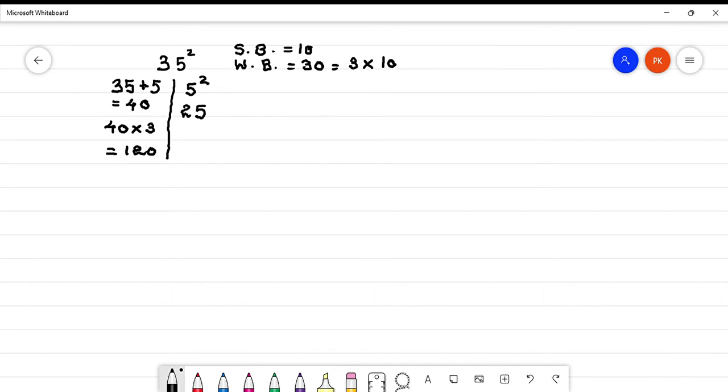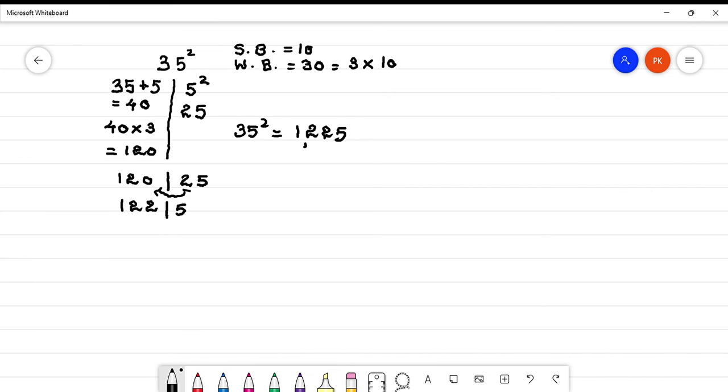So on the left hand side of the partition 120, on the right hand side of the partition 25, and since the standard base is 10, keep only one digit on the right, carry forward the extra digit, that is 2. 120 plus 2, 122 and 5, which gives 35 square as 1225.